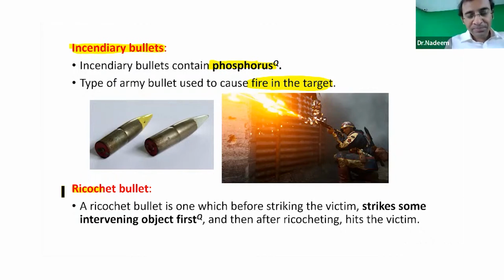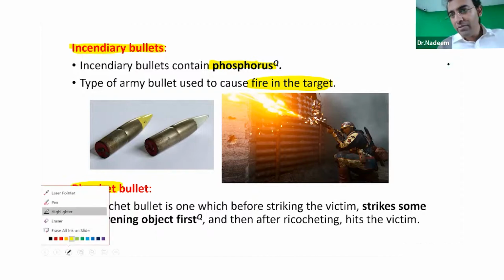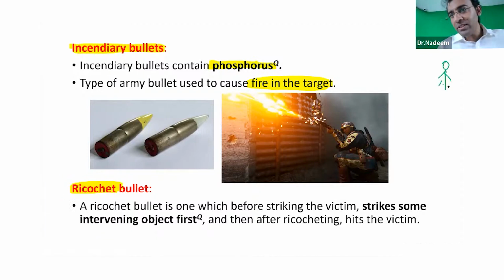Ricochet bullet. What is happening is, suppose the victim is standing here and you are going to fire from here. Before hitting the target, the bullet is going to hit some other place first. After that, it is going to hit him. This is called a ricochet bullet.